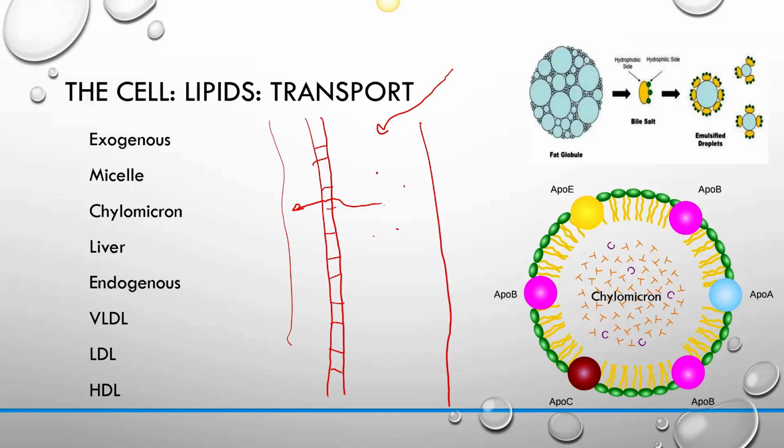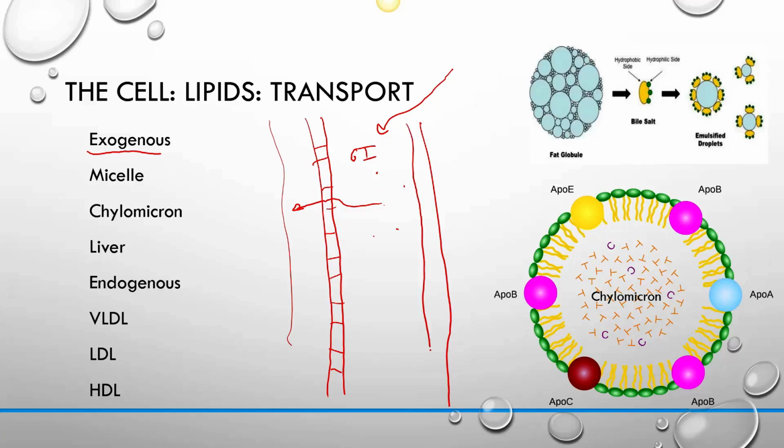So inside of the digestive tract, we bring in exogenous fats. Exogenous means that it's coming from outside of the body, so we're eating the fat. So the fat's now coming into the body. Now we've got this in the GI tract.